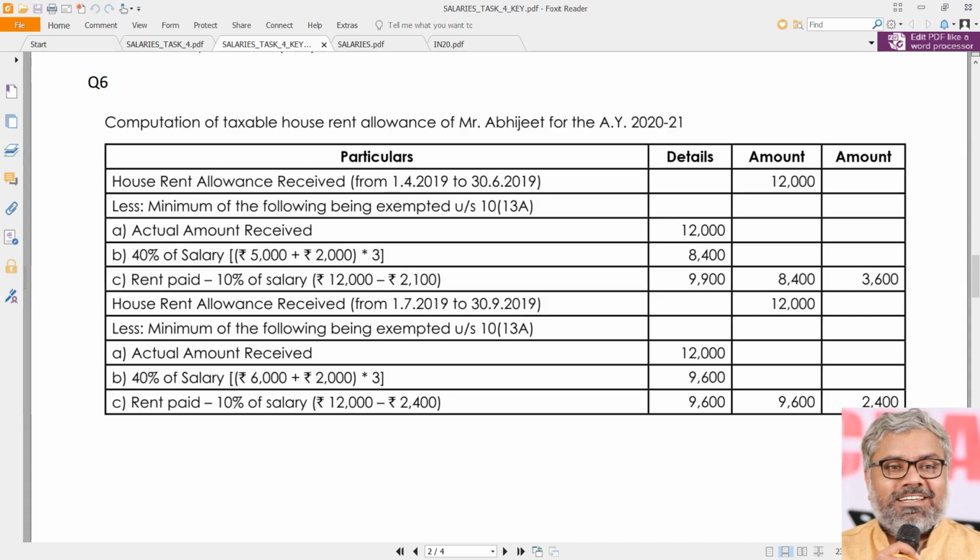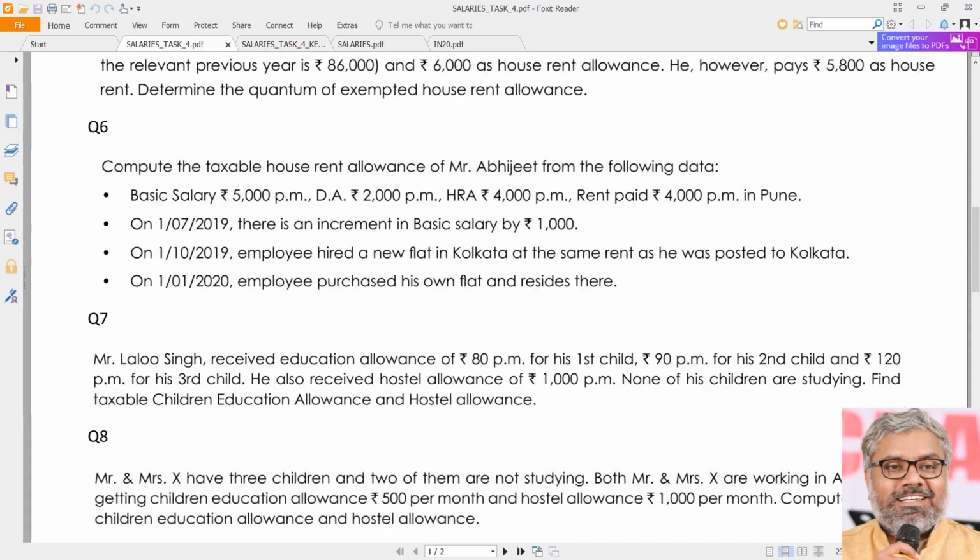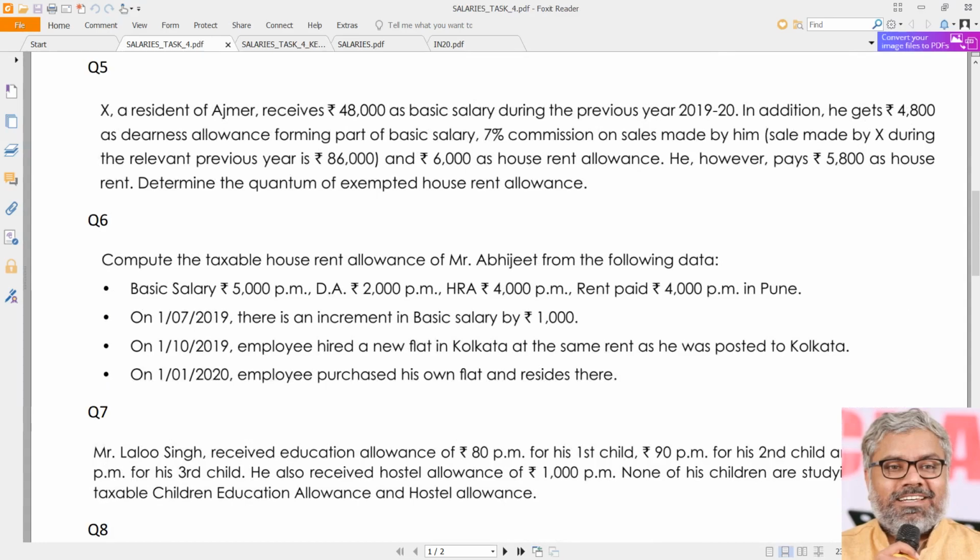Here, all the factors are not same throughout the year. They are changing in question number 6. Normally it was given basic, DA, HRA, rent paid, etc. That's okay. But from July onwards, there is an increment in the basic by 1000. Means there is one set of data that is applicable for the months of April, May and June, 3 months. Then for July onwards, there is a different set of data applicable. So naturally the entire calculations for the remaining months will be different. So July, August, September will have a different calculation.